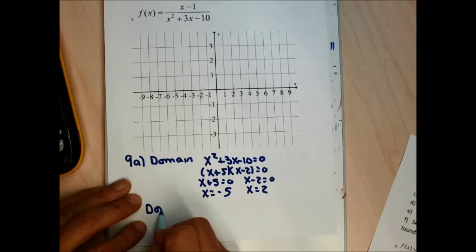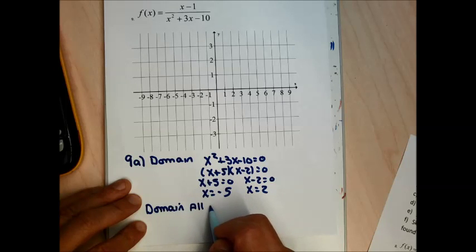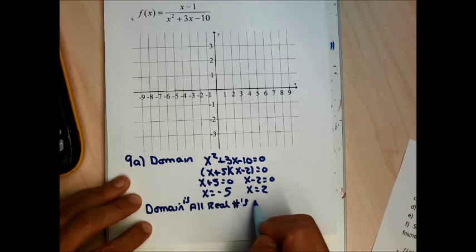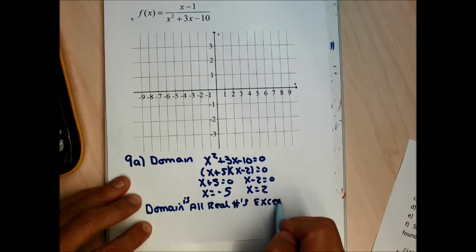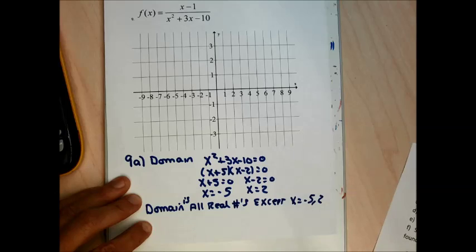I'm going to say the domain, and I'll do the shorter version of the answer. The domain is all real numbers except x equal to -5 and x equal to 2.